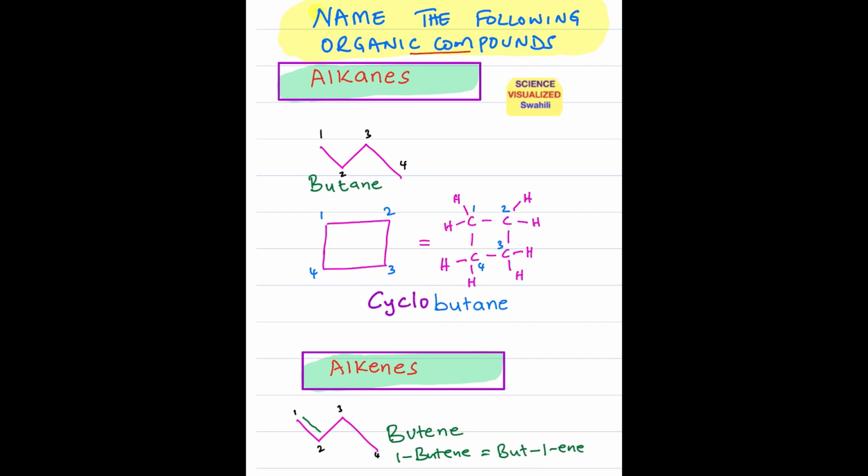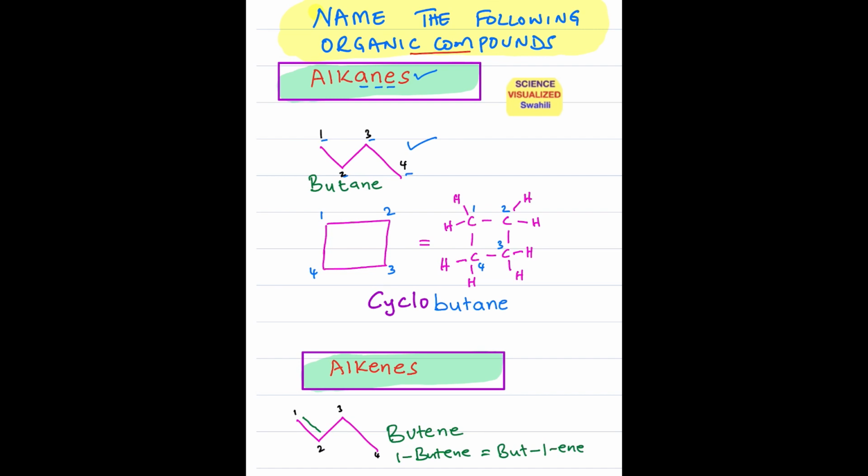The first functional group we look at is alkanes, and alkanes end with ane. An example of that is this alkane that has 1, 2, 3, and 4 carbons, and because it has 4 carbons, the name is butane. See the ending, ane, butane.